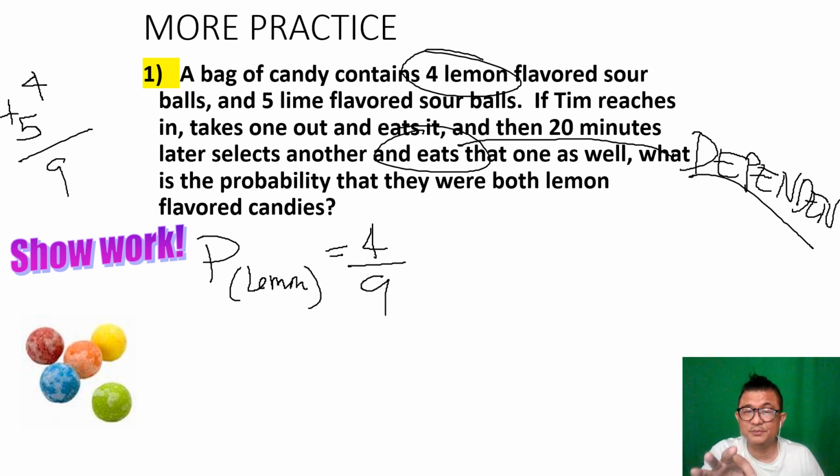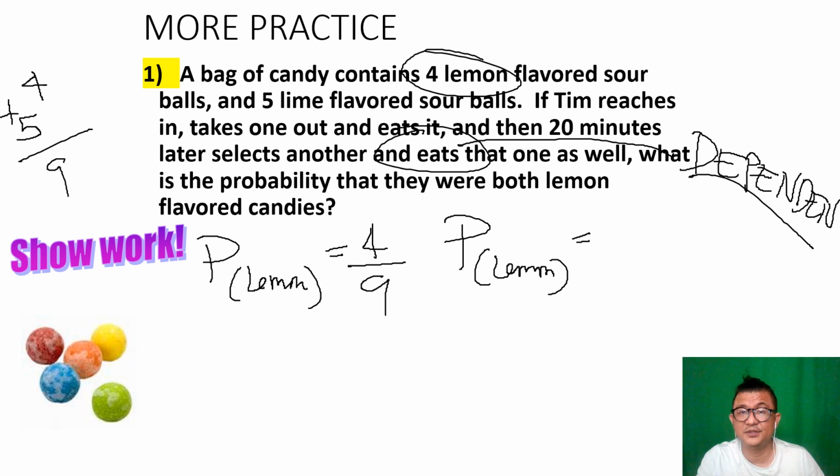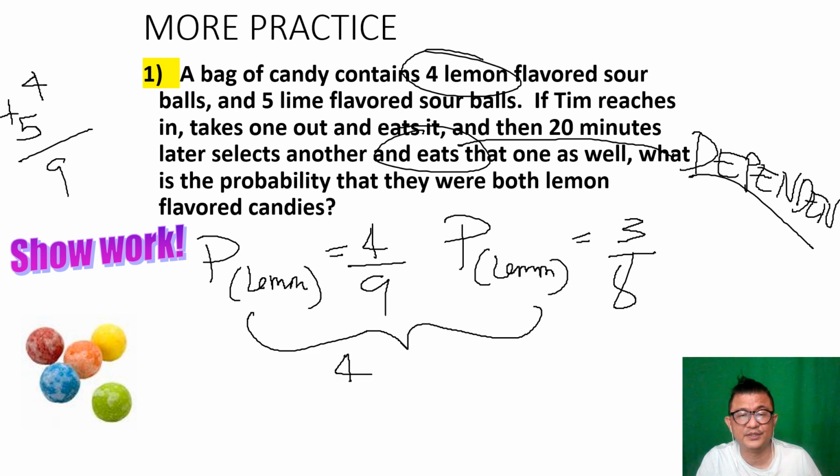Okay? But assuming that one lemon was taken already, what is the probability of taking the second lemon? Assuming that one lemon was already out, there are 3 lemons left. Okay? Out of what? 8. Got it? Why is it 3? You're assuming one lemon was taken and our total is not 9 anymore. It's already an 8. What do I do with the two? Just multiply them. 4 ninths times 3 eighths.